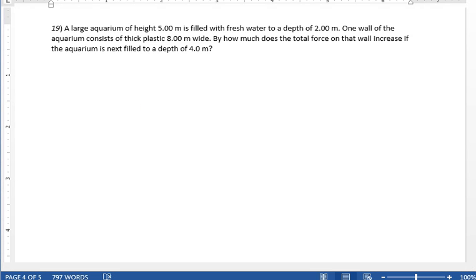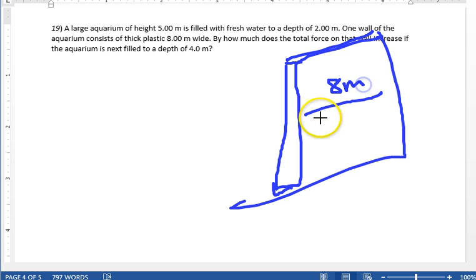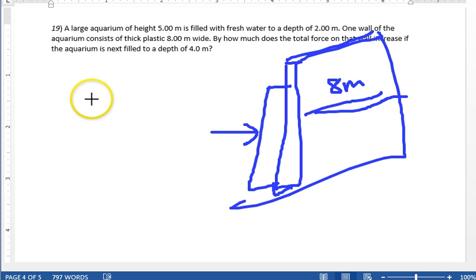Okay, so in this one we have to take into account the depth of the water. This is problem 19, chapter 14. So if we imagine here is our wall, now we know that it is 8 meters wide, and a large aquarium height 5 meters filled to 2 meters, and then what if it's filled up to 4? How much more force is there on the aquarium once you fill it up to 4?